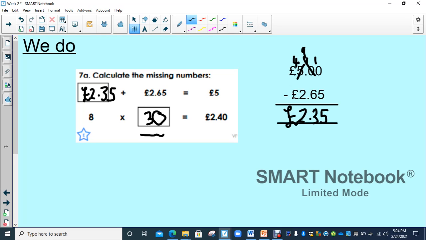So therefore I know that this will be 0, carry that like that, or I could have 30 pence. It's completely up to you. So 8 times 30 pence equals £2.40, using my knowledge of the 8 times table.